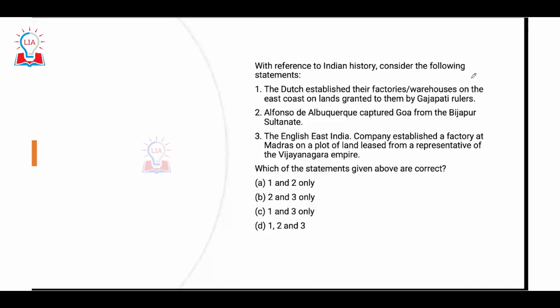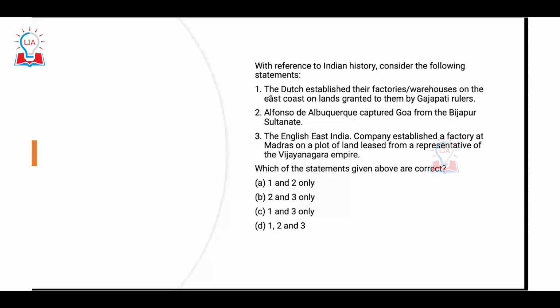by 1541, okay, Gajapati rulers, it ends. The Gajapati Empire ends in the year 1541. Okay, in that case, Gajapati rulers cannot grant land to Dutch East India Company. So eliminate the statement 1, you will find the answer. Clear? So the correct answer would be B.